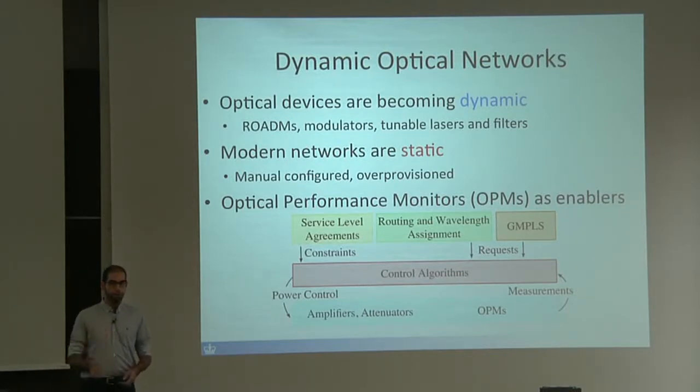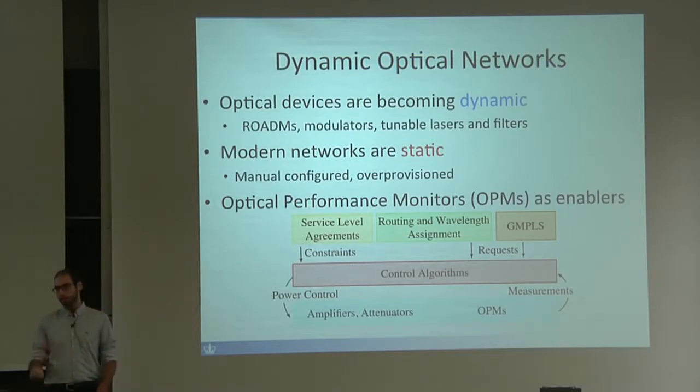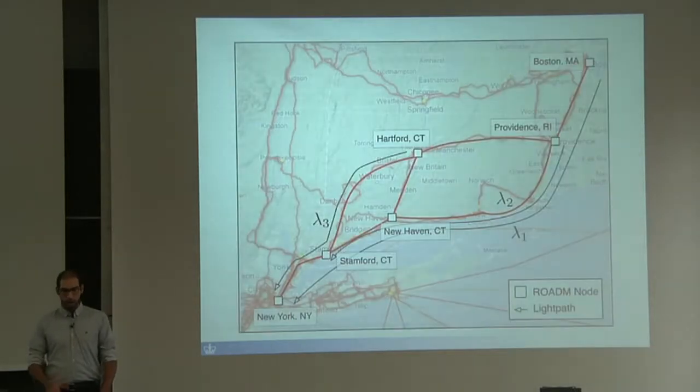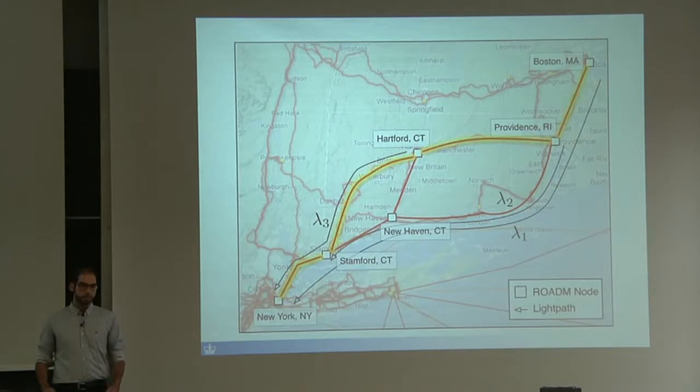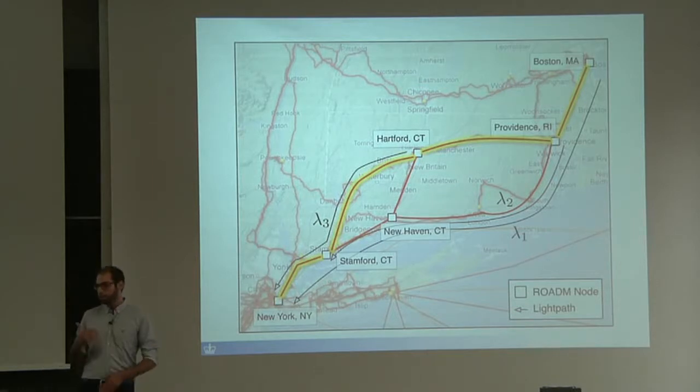So these can be input from the service level agreements that the network operator has with its customers, the routing and wavelength algorithms that decide on where the lightpaths will be, and protocols like GMPLS that also decide on how things should be routed at the lower layer. So in our example, the operator now wants to add a light path very quickly between the same 2 points. This will happen automatically and progressively by these OPM devices continuously measuring the optical transmissions and providing feedback to the control algorithm, and doing this iteratively.